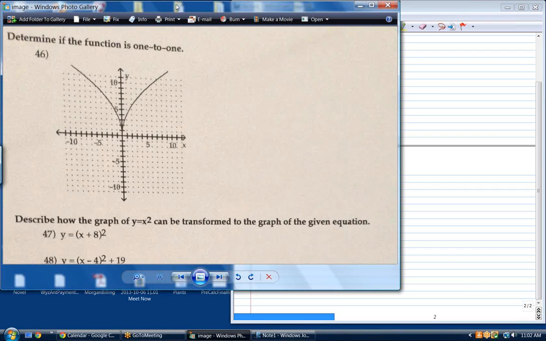Okay, where do you want to start here? You could just start at the top, so 46.